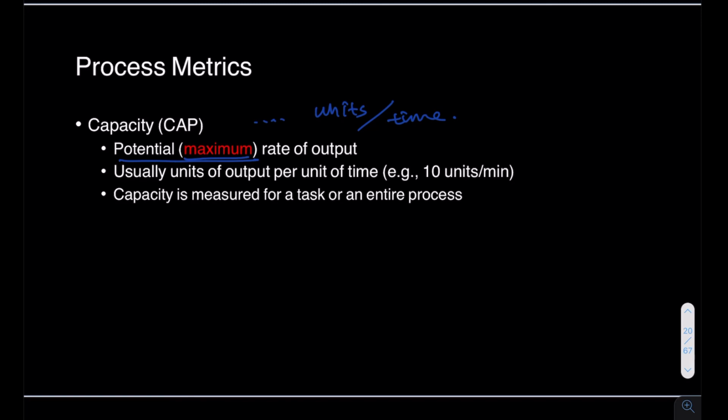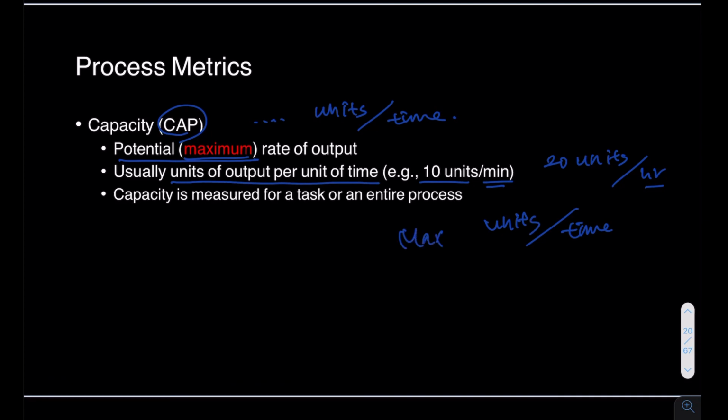Okay. The abbreviation to represent capacity is CAP. So capacity is the potential maximum rate of output, usually units of output per unit of time. 10 units per minute, or for example, you can say 20 units you can make given 1 hour. It doesn't matter whether you use hours or minutes, but just remember, given a time dimension, how many units you can make, particularly what? Maximum. That is the definition of capacity.